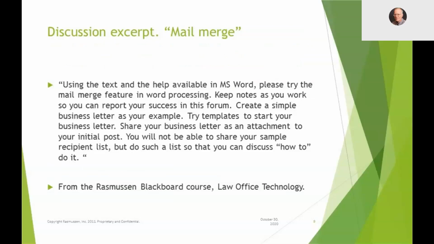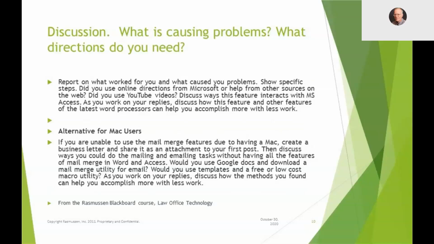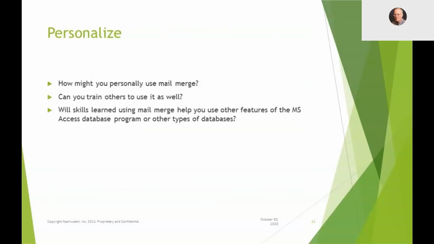Mail merge, keep working on it as well as you can. You won't be able to share your sample recipient list, but do the list so you can discuss how to do it. If you use a Mac, you end up having to use Excel rather than Access to store your list of addresses and names. Personalize what skills will help you as opposed to just generally what might help everybody.